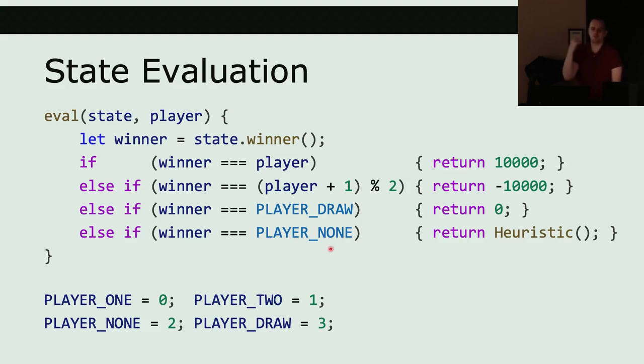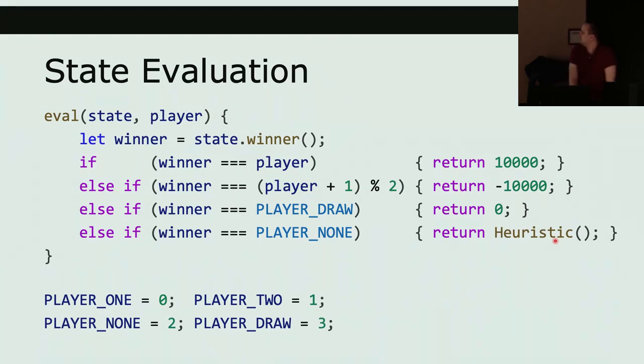Otherwise, if nobody has won and there's no draw, it means that the game is still ongoing. And so nobody has won the game yet. Therefore, return some heuristic evaluation of the state, right? And remember, this non-terminal heuristic evaluation in a game like chess, you might have a function that's like, okay, I'm going to add up all the pieces that I have and add up all the pieces that you have and do some subtraction or something, some guess at who's winning, right?